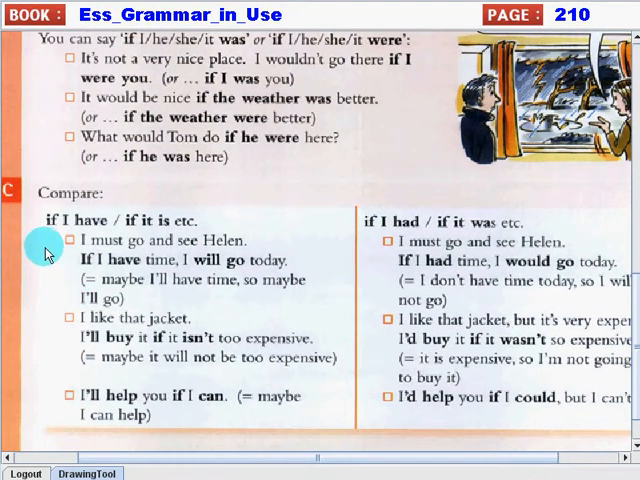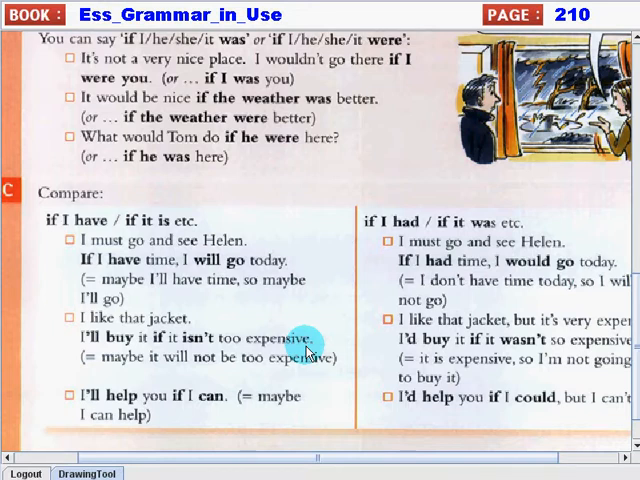Okay, let's go to pointer letter C. Let's compare: if I have from if it is. Let's read. I must go and see Helen. If I have time, I will go today. Maybe I'll have time, so maybe I'll go. Next, I like that jacket. I'll buy it if it isn't too expensive. It isn't too expensive. Okay?